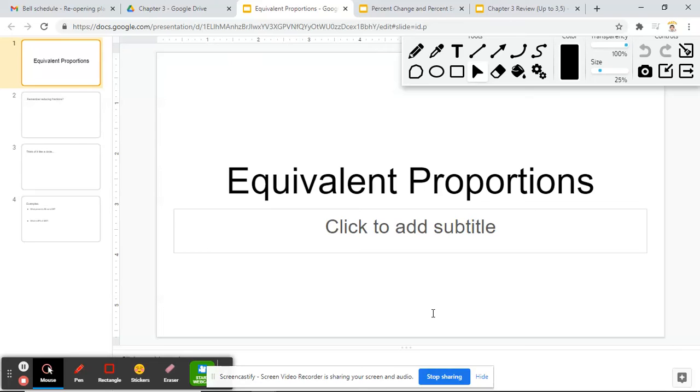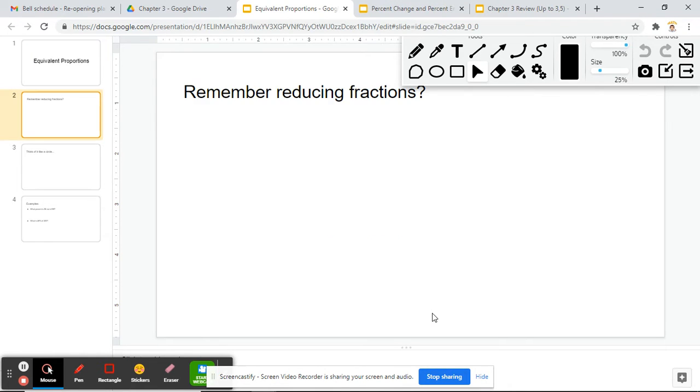Hello class, right now we're going to be doing a quick little tutorial on how to go over equivalent proportions. So let's start off here. Let's just do a little bit of a review. Do you guys remember way back when, this is probably going all the way back to like second grade, do you guys remember about reducing fractions?